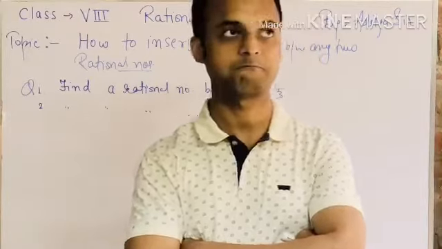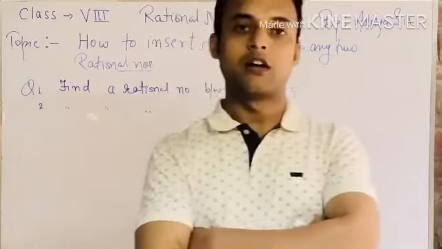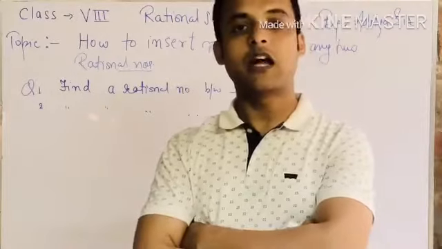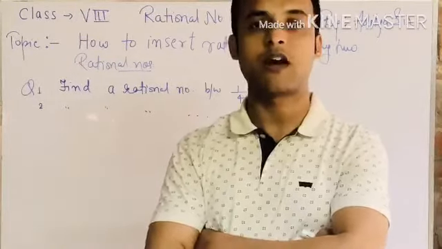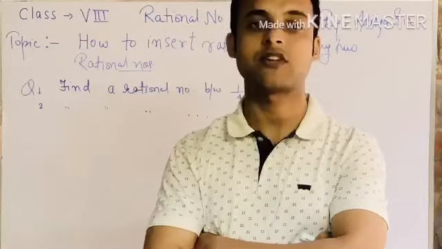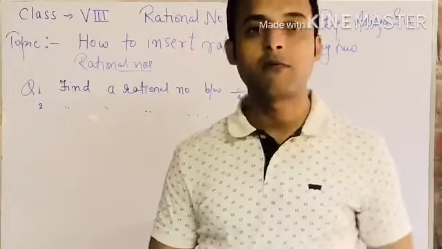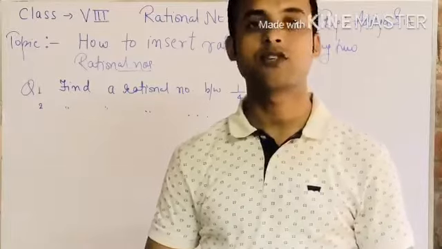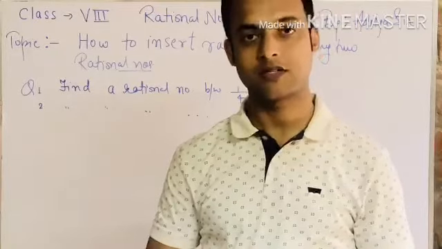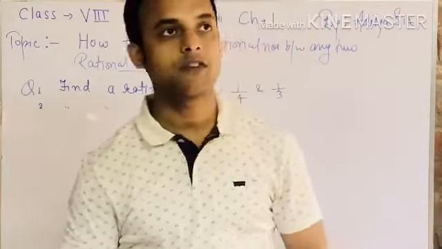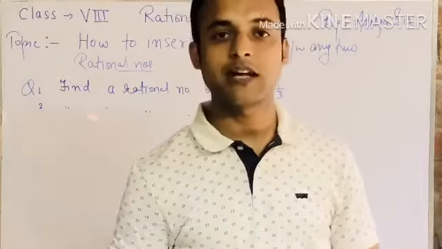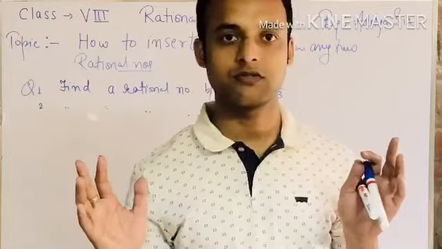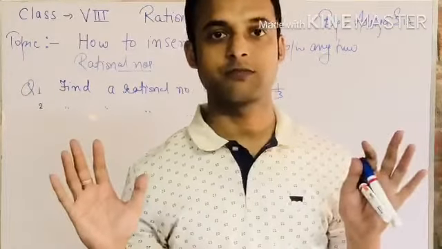Think yourself. So I thought that you have remembered the definition of a rational number. What is a rational number? The number in the form of p by q in which q is not equal to 0. That's correct. And if I ask how many rational numbers are there between any two rational numbers, that is infinite rational numbers. You already understand the concept.